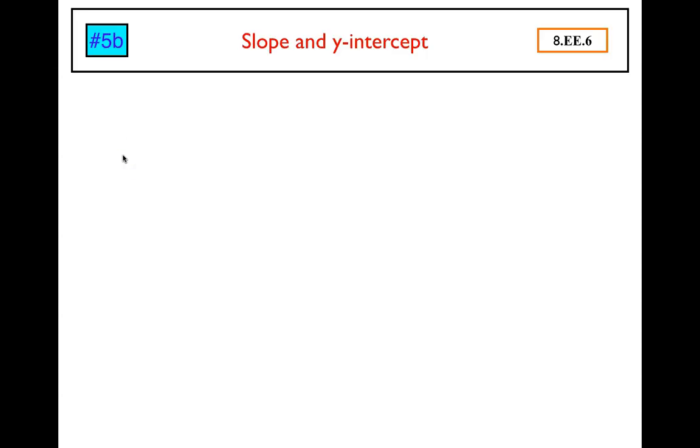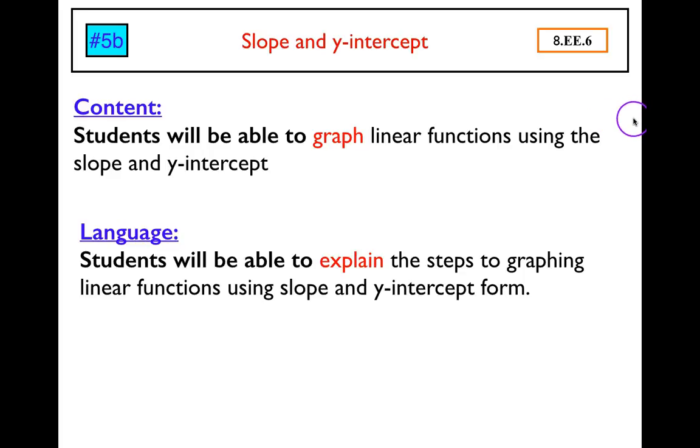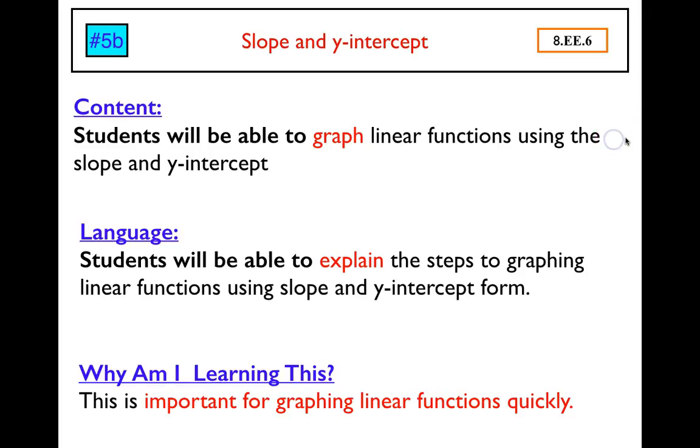We are working on 5B, which is slope and intercept form. Our content objective is students will be able to graph linear functions using the slope and intercept. You're going to find that after today's lesson, graphing is going to be a lot quicker, so you definitely want to pay attention. Our language objective is students will be able to explain the steps to graphing linear functions using slope and intercept form.